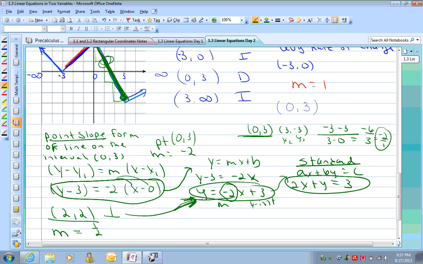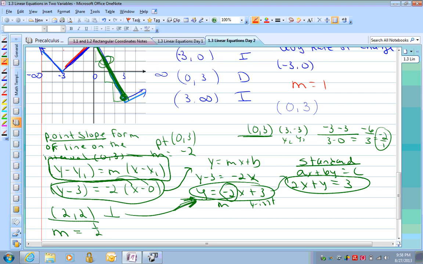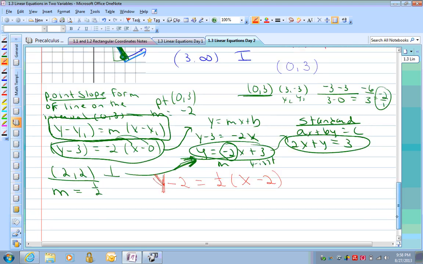So I'm going to plug this back into my point-slope formula. There's my point, my x and my y. I'm going back to this form right here. When I do that, I am going to write y minus our y value of 2 equals our slope we now found, 1/2, times x minus our x value of 2.